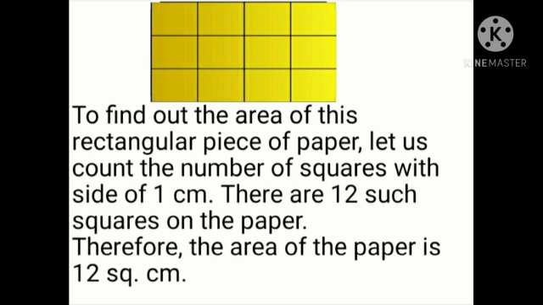Now students, we will learn what is area. Here you all can see a rectangle. To find out the area of this rectangular piece of paper, let us count the number of squares with side of 1 centimeter. There are 12 such squares on the paper. Therefore, the area of the paper is 12 square centimeter.